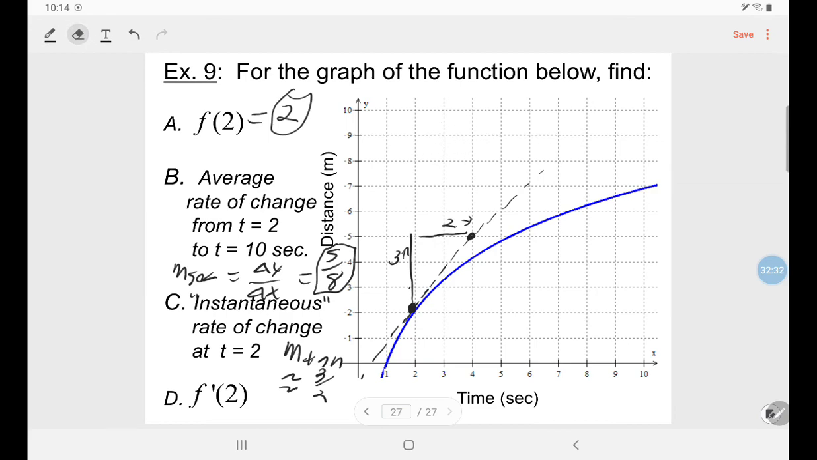So no problem. You say, well, what does it mean to find f prime of 2? F prime of 2 is also 3/2, or approximately 3/2. F prime is the same as your m tan, which is the same as your instantaneous rate of change. Specifically, we're looking for that tangent line, that local linearity at x equals 2. And I hope this helped you a little bit, and we'll talk in class.